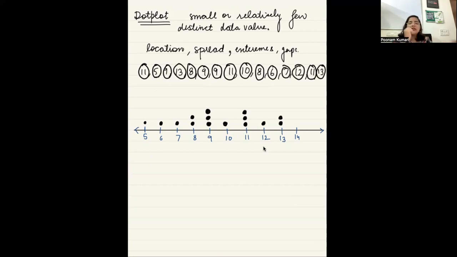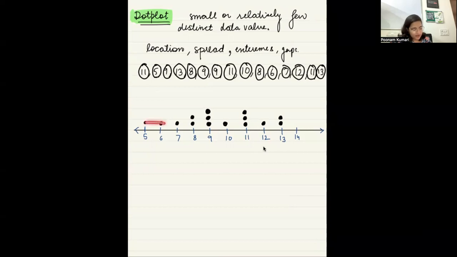So whenever your data size is very small, you can make this dot plot. But you can imagine if you have a very big data set, it's not possible, right? You cannot keep making this number line so big and keep repeating this. This is a very manual process, so it's not very feasible for us to draw whenever we have a very large data set. So what kind of data does this look like?